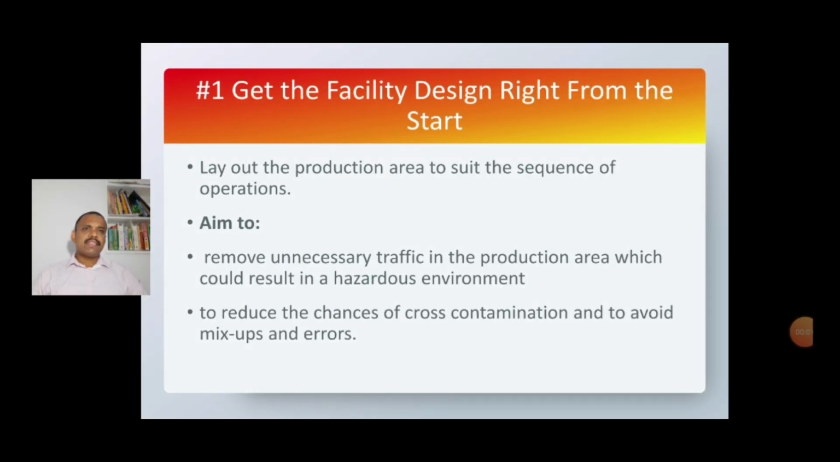The first principle is get the facility design right from the start. So GMP facility design for manufacturing sites and scientific laboratories requires very specific knowledge and experience. This means that the quality of the product should be built at each and every stage of the manufacturing life cycle, instead of solely relying on quality control tests at the very end of the process. The layout of the production area should suit the sequence of operation. Depending upon the sequence of operation required and the type of product that you are manufacturing, with the help of an expert, at the very beginning itself, you need to make a clear-cut facility design.